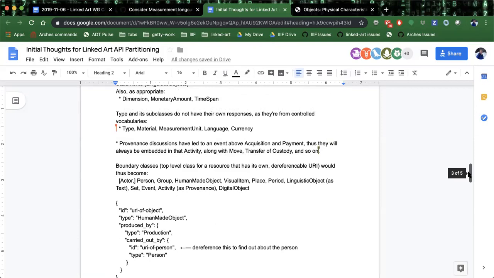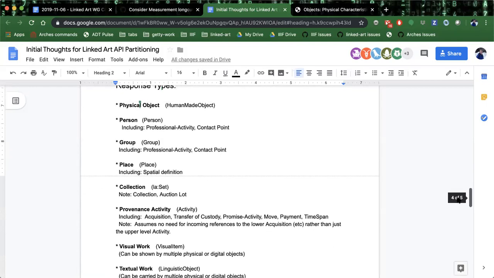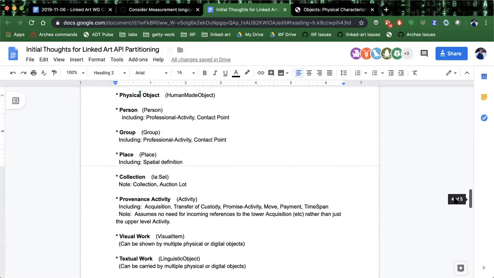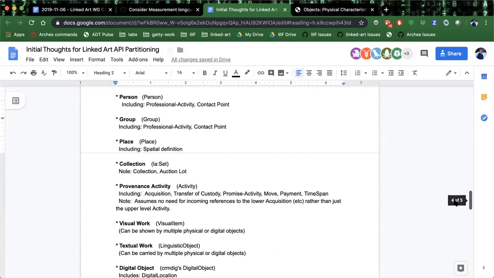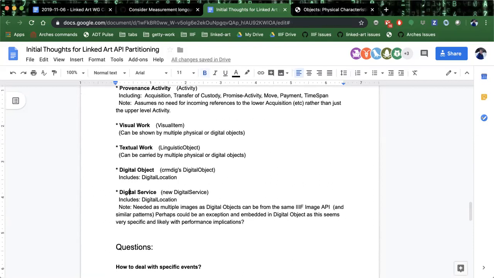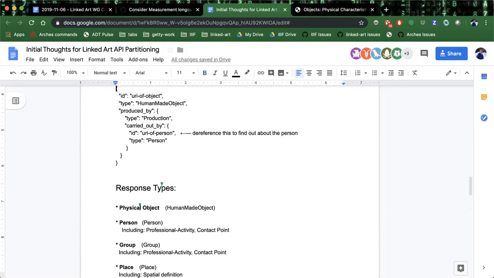What are your other thoughts on the set? Or maybe I can go through these briefly. So to expand out this list, it would be physical objects, people, groups, places, collections, provenance activity, which then would embed things like acquisition, promises, moves, payments, etc. Visual work, textual work, digital object, and maybe digital service, which we haven't talked about, but that might equally go into digital object. So those would be from the above list, which is here.